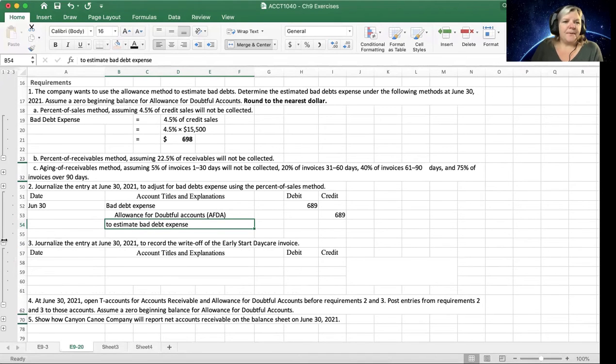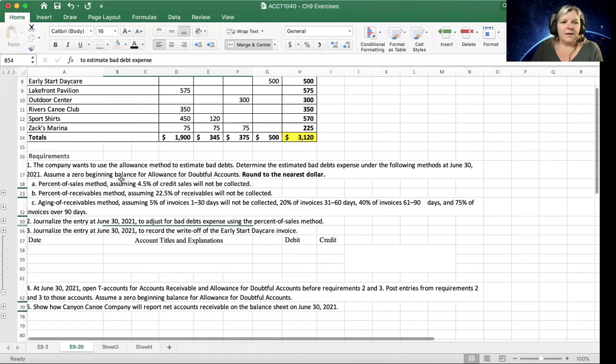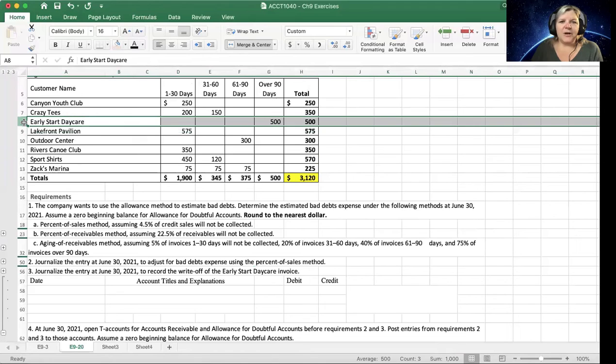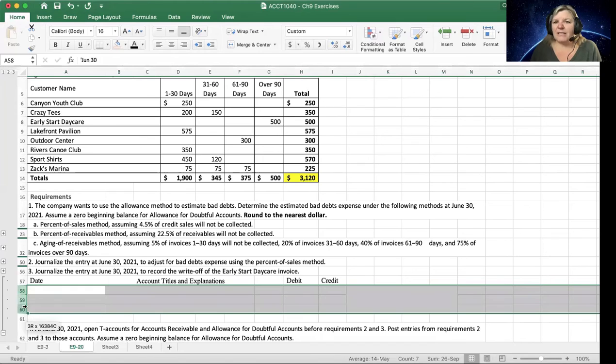Number 3 is taking a look at this account here, the early start daycare. We talked earlier about it being an old receivable. So we made this credit sale over 90 days ago, so the likelihood at this point of collecting is getting a little bit questionable. So the company, in fact, has said, you know what, we're not going to receive payment from early start daycare. So let's clean our books up. Let's take that customer right out of our register and record it as an uncollectible amount.